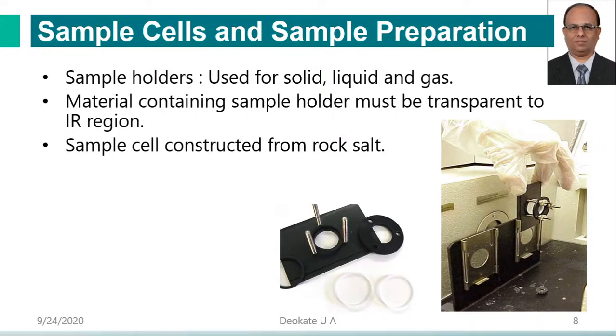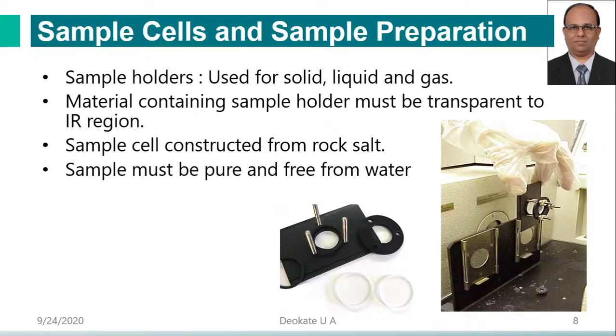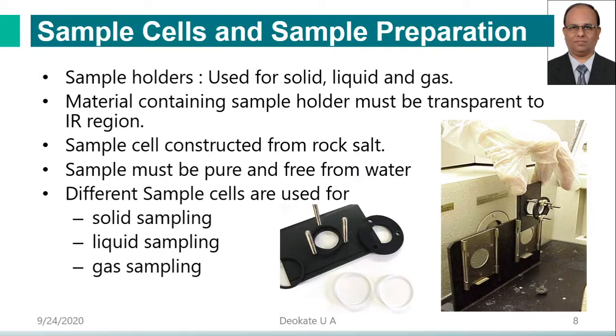So sample cells are generally constructed from rock salts such as potassium bromide, sodium bromide or sodium iodide. The sample must be pure and free from water, that is the minimum requirement for IR spectroscopy. Different sample cells are used for the different physical states: there are different sample cells for solid sampling, liquid sampling and gas sampling. This sample cell is to be incorporated with this disc into the instrument. So we'll discuss this in detail.